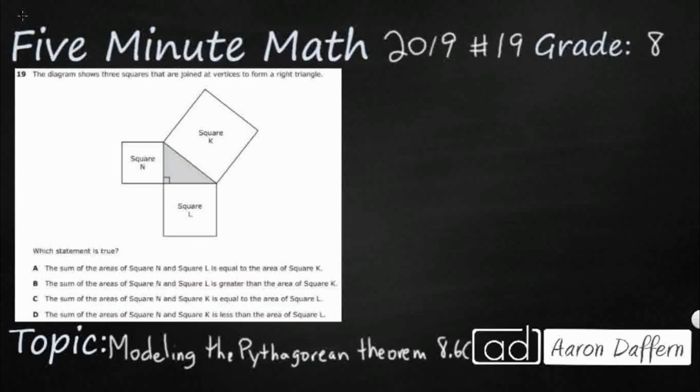We've got a right triangle, and it's got 3 squares. And you notice that these 3 squares are actually joined at the vertices here. So, which of these statements is true? Well, we need to go back to what we know about the Pythagorean Theorem. And this actually is a visual representation of what that means.